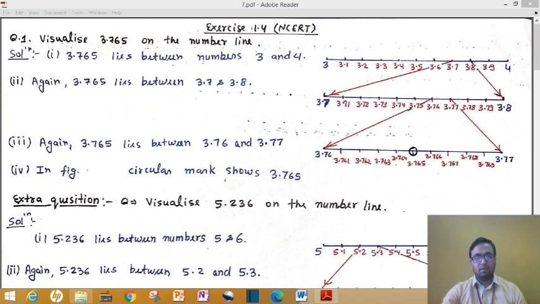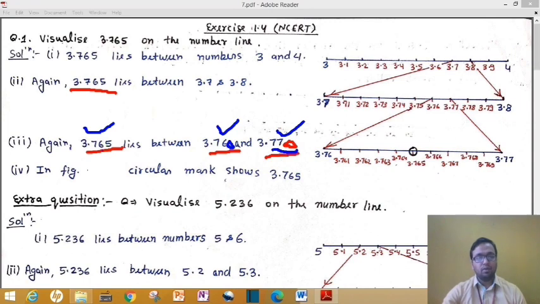Again we can see that this number, 3.765, will lie between 3.76 and 3.77. Actually you can think in your mind, this is 3.770 and this is 3.760. So this number 765, just see after the decimal, it is 765. So it will lie definitely between 760 and 770. Just focus on the last 3 digits. 765 will lie between 760 and 770.